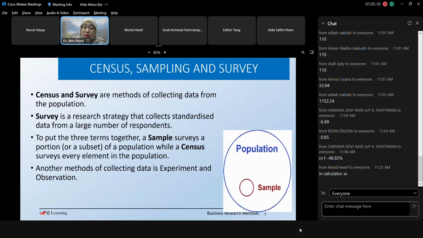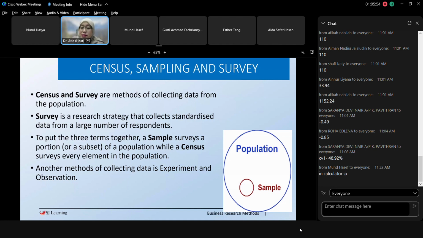We already discussed this in chapter 1. What does it mean by the words census, sampling, and survey? But we are more focused on census and survey, especially survey, because the majority of students here, I'm sure, when you do your FYP, will apply survey rather than census, experiment, or observation. So the difference between census and survey, okay?